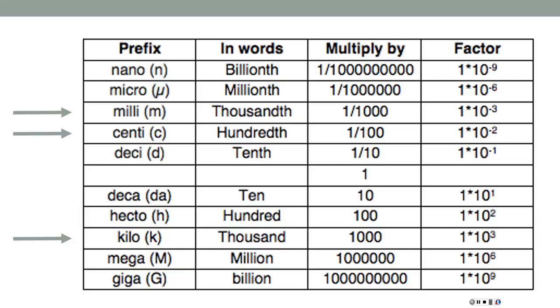Kilo is 1,000. So just to write these out for us all in one place, let's use liters. 1 kiloliter is equal to 1,000 liters. 1 liter is equal to 100 centiliters. And 1 liter is equal to 1,000 milliliters. So those are the three conversions that I want you to be familiar with and use.